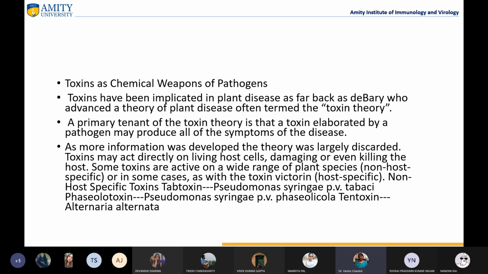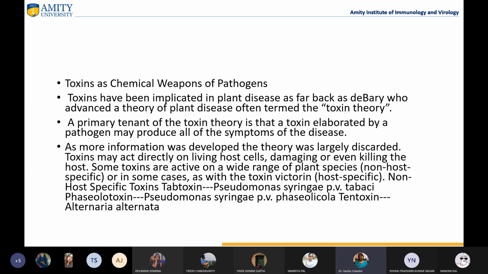Right, so the toxin theory is that a toxin elaborated by a pathogen may produce all the symptoms of the disease which is caused by the pathogen, right? So as more information was developed, the theory was later largely discarded. They found that toxins may act directly on a living host cell. They can even damage or kill the host. And some toxins are active on a wide range of plant species, non-host species also.